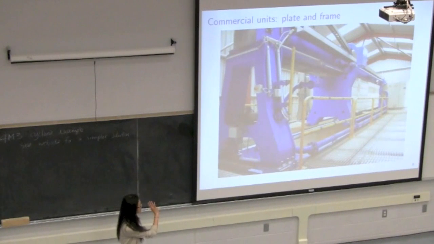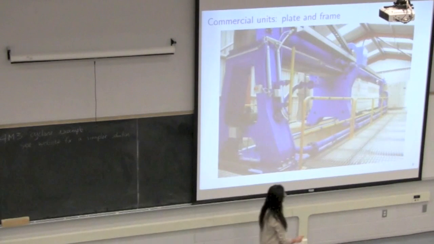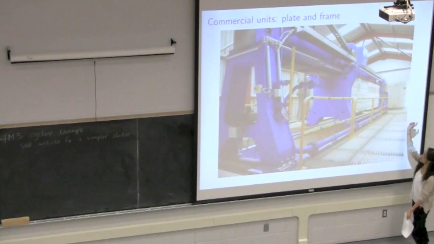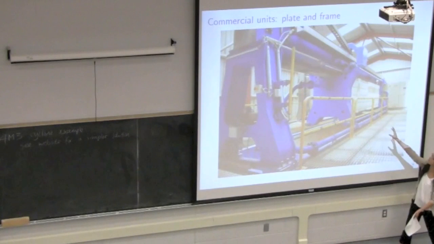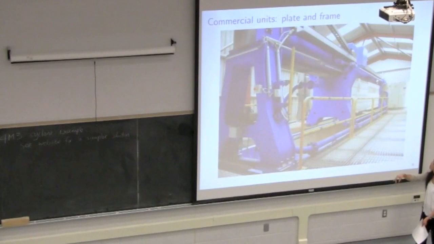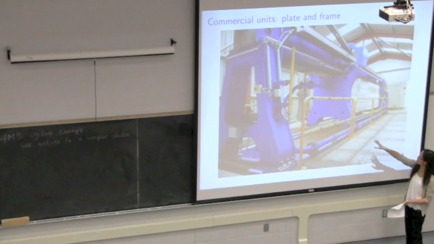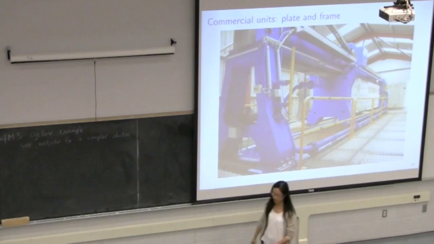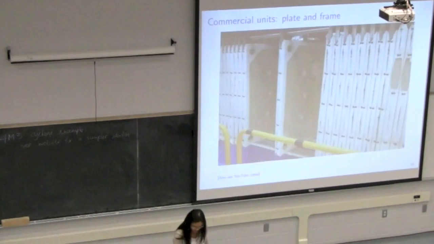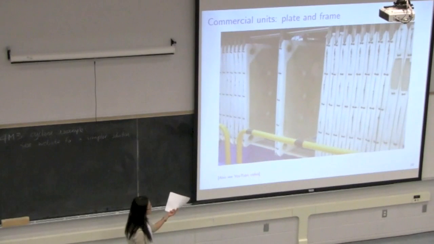So in the industry, it's really, really big, and the slurry is coming from the end here. And then the reason why it's called plate and frame is because of this middle section where there's the plates and frames alternating, and that's where your filtration takes place. So the filtrate comes out at the bottom here in the pipes. So if we focus on the plates and frames, it looks like this.